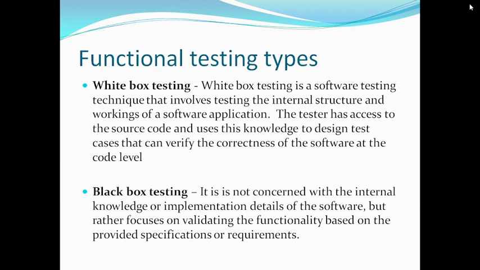Okay, so these are the two types of functional testing. Just to summarize, in white box testing, we check the functionality of the system, but we also have access to the source code. But in black box testing, we check the functionality of the system without having access to the internal working of the system. Okay, I hope this is clear. These are the two types of functional testing, white box and black box testing.